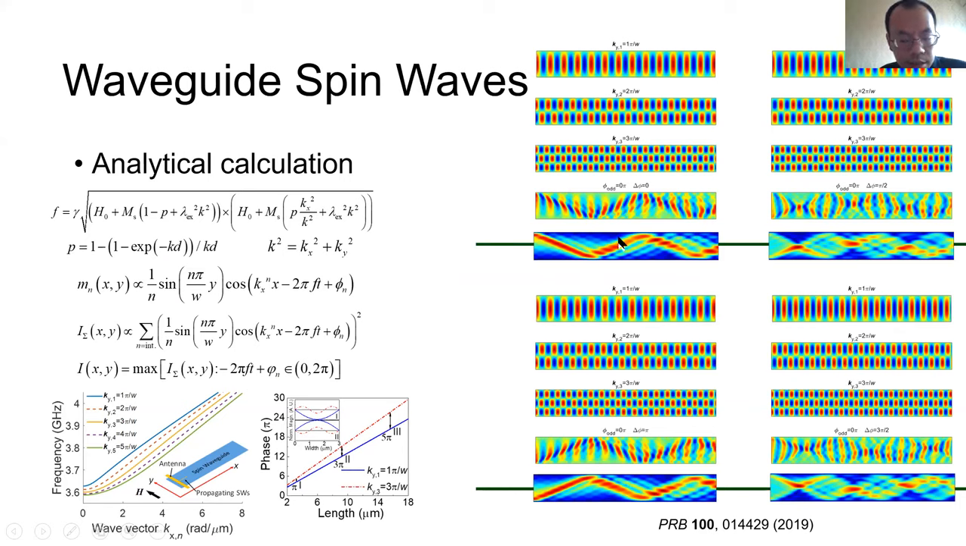Firstly, the introduction of the even mode spin waves would make the patterns anti-symmetric, and then if the phase difference can be changed continuously, these patterns would also be continuously changed. I just showed you some typical patterns here with zero, pi over two, pi, and three pi over two.